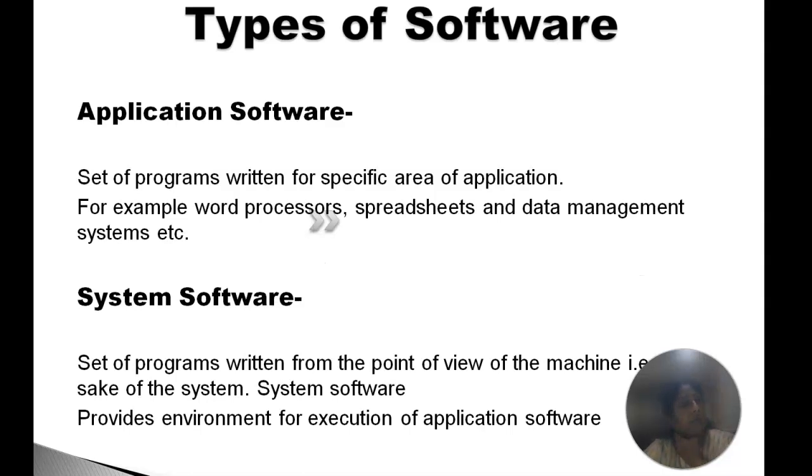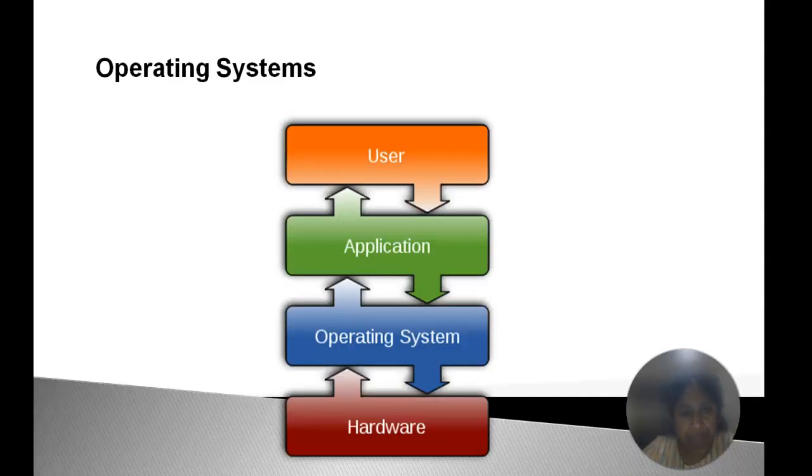There are two types of software. Here I have mentioned application software and system software. Application software is a set of programs written for a specific area of application, for example, word processors, spreadsheets, and data management systems. System software is a set of programs written from the point of view of the machine. The system software provides the environment for execution of application software.